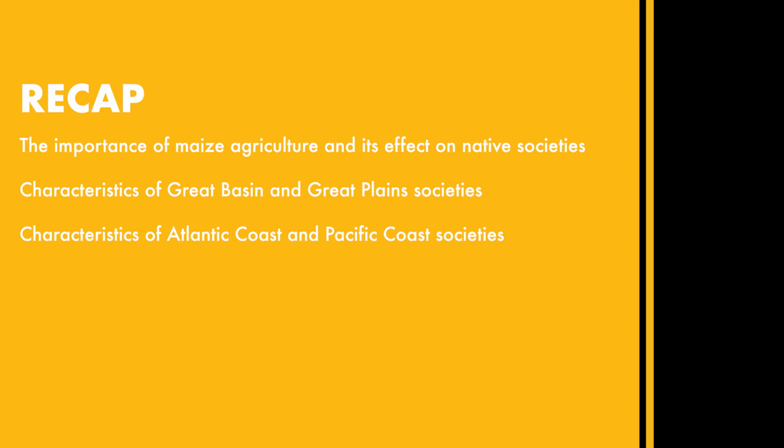So finally, a quick recap. Here is the importance of maize, and its effect on native societies is going to be really important. It's what led native societies to grow their populations before Europeans arrived. You have to know the characteristics of all the native groups across the climate and geographic regions of the modern-day United States, and that includes the Great Basin, the Great Plains, the Atlantic Coast, and the Pacific Coast. And finally, you need to know at least one example of a group residing in each region.